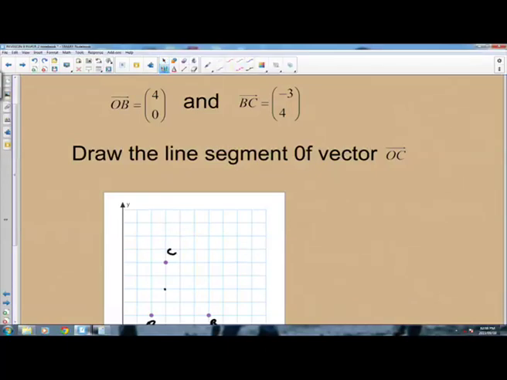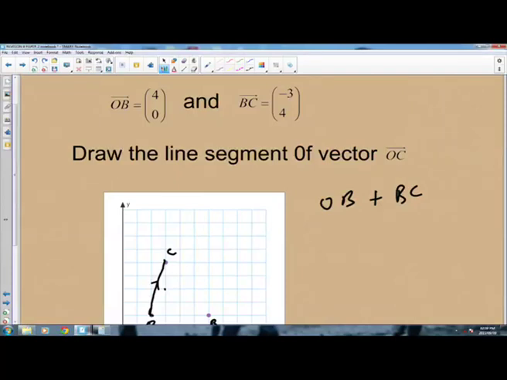And then the question says you are to draw the line segment of vector OC. So this is our OC. You can just draw the line segment. Take a ruler and then draw the line segment. In this case, this is your OC. So we can see that your OC is a total of OB and BC. All that you need to do is to add the 2 vectors. And you can even check this. It's OB plus BC. What do we have? Are we going to get the same vector here?